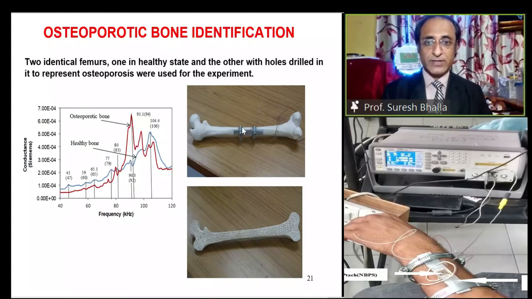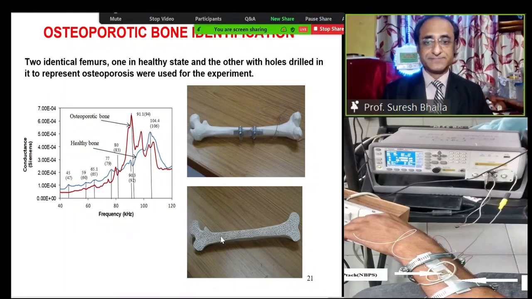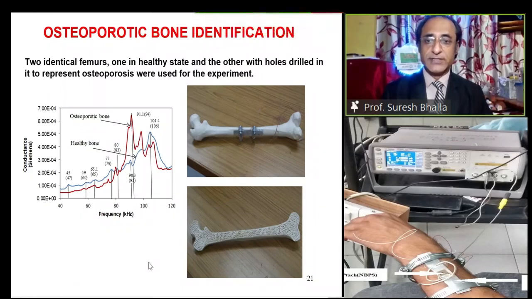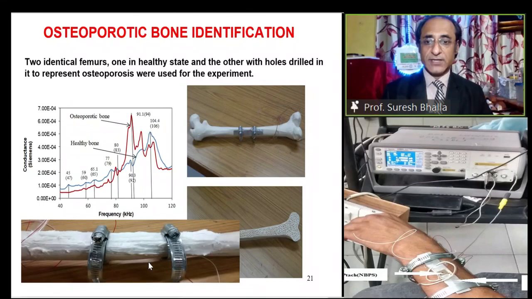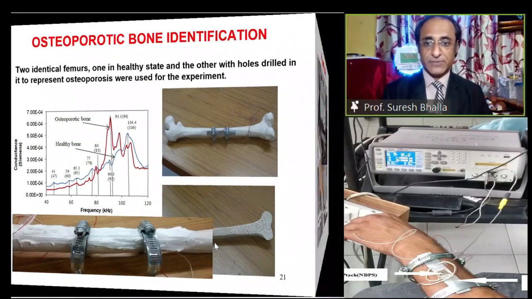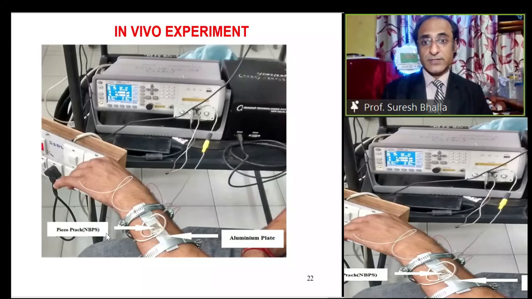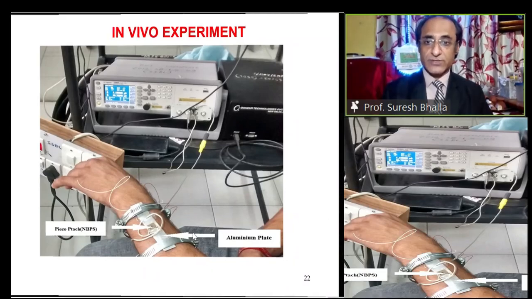So here we are comparing two bones. One again, this is made up of plastic type material, so artificial, and here this is the osteo bone and this is the healthy bone, and we could get the difference in the signatures. And then we also did experiments with simulated skin. Here we have used silicone rubber for that purpose, and at the end we extended it to a live subject to check the feasibility, and it was coming out to be feasible.